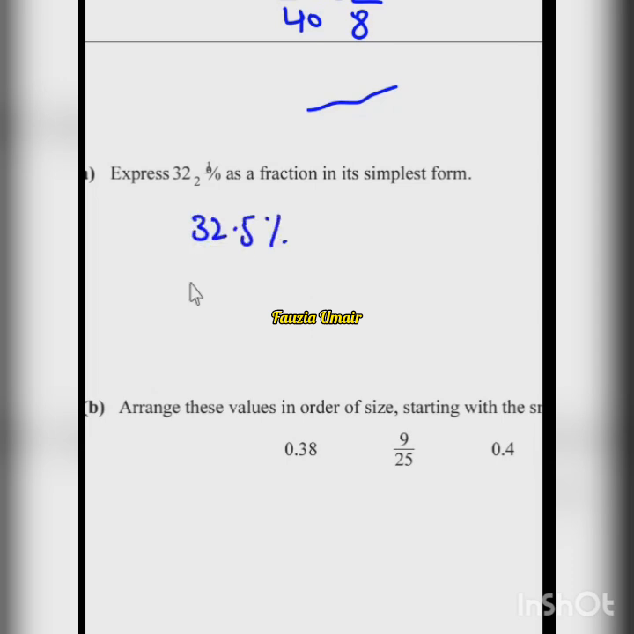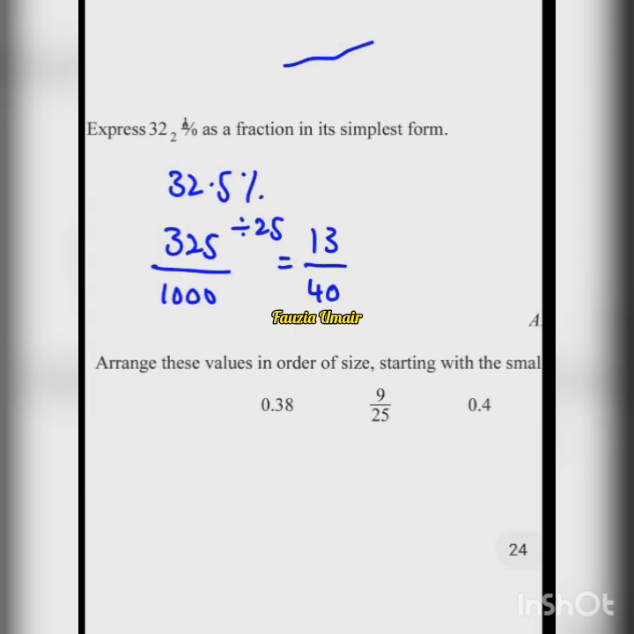32.5%. Or you can say 325 by 1000. So same question, same method. Divide it with 25 to simplify. So it will be 13 divided by 40. This is the simplest form because 13 is a prime number. Okay, you cannot simplify it any further.